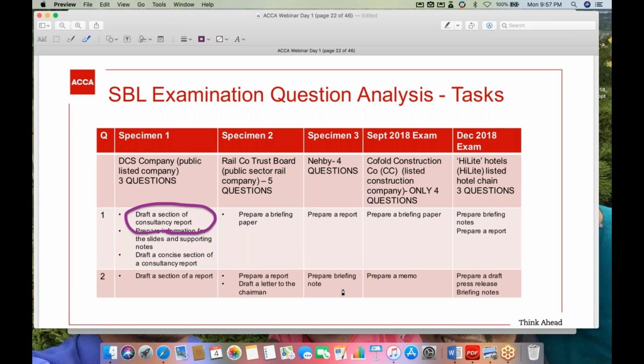Prepare a briefing note, then prepare a memo, and then prepare a draft press release. Sometimes you may need to prepare a draft press release. This one is usually for the media, if they want to address the media. So you need to help your CEO if he's the one who is supposed to be making that press statement. So you need to have some press release after that.